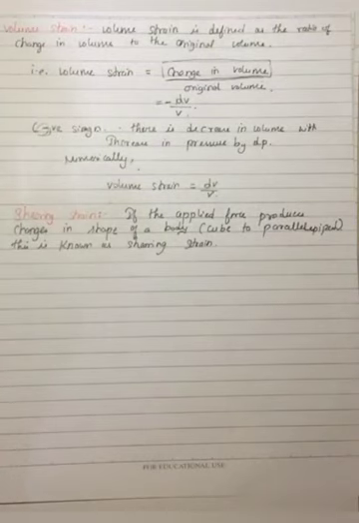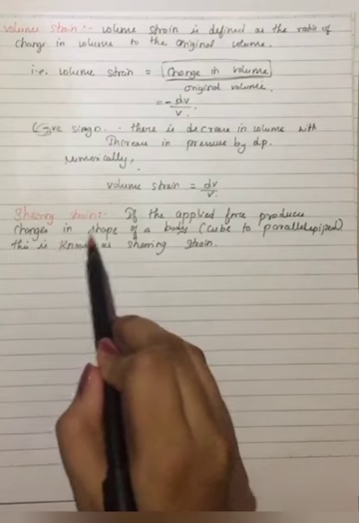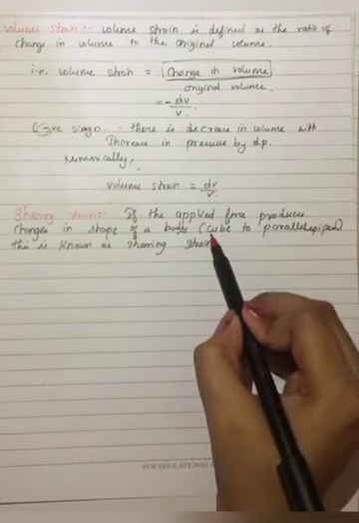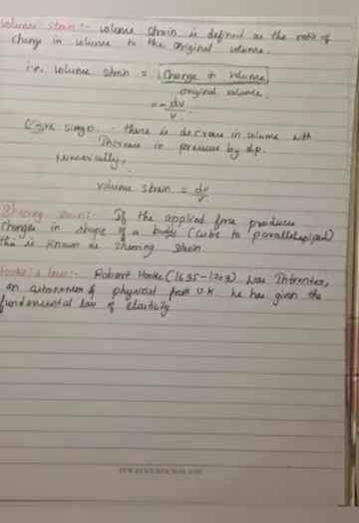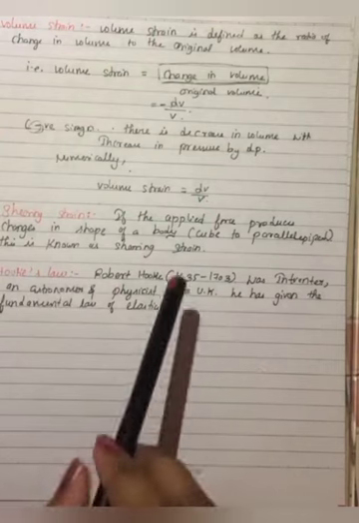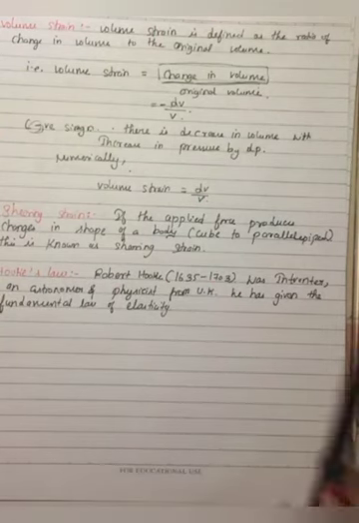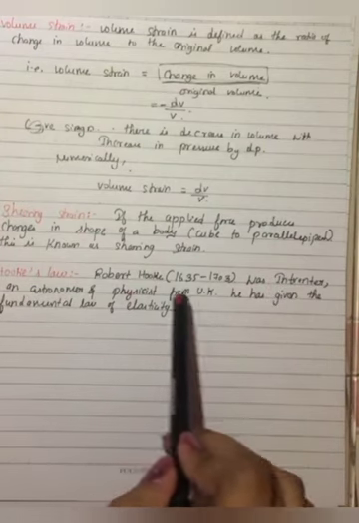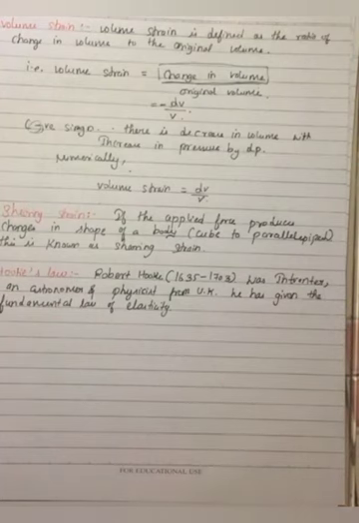Now shearing strain. If the applied force produces changes in shape of a body, that is from cube to parallelopiped, this is known as shearing strain. Okay, now Hooke's law. Robert Hooke, from 1635 to 1703, was an inventor, an astronomer and physicist from UK. He has given the fundamental law of elasticity.